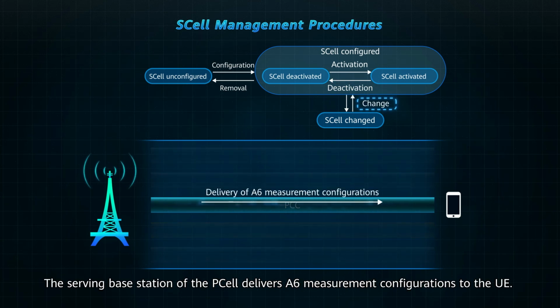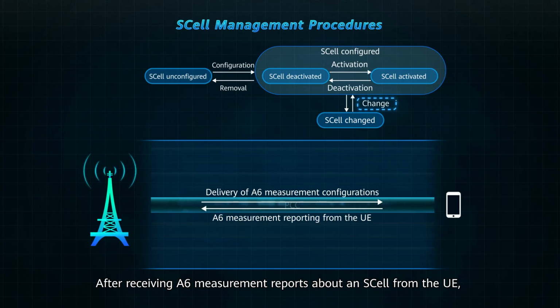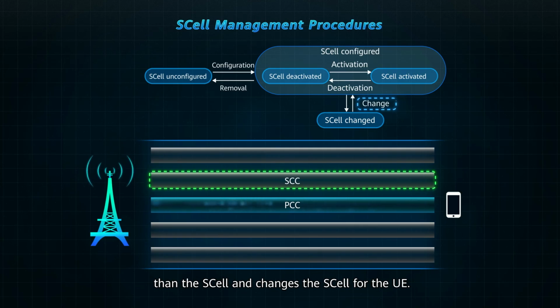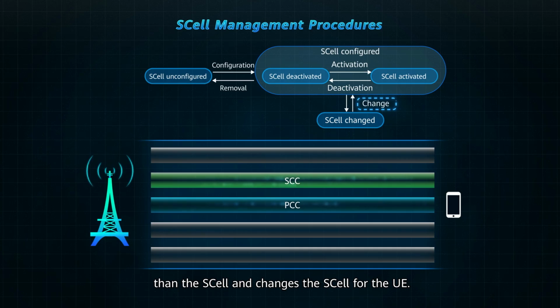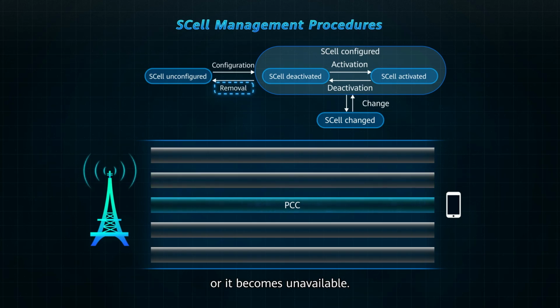The serving base station of the P cell delivers A6 measurement configurations to the UE. After receiving A6 measurement reports about an S cell from the UE, the base station finds an intra-frequency neighboring cell with better signal quality than the S cell and changes the S cell for the UE. An S cell can also be removed when its signal quality becomes poor or it becomes unavailable.